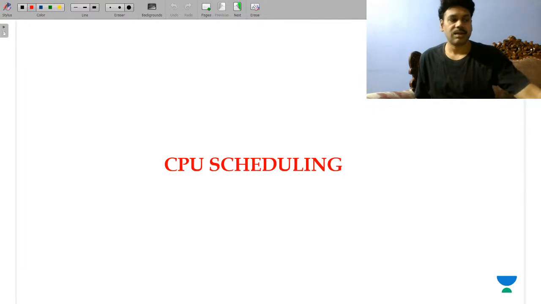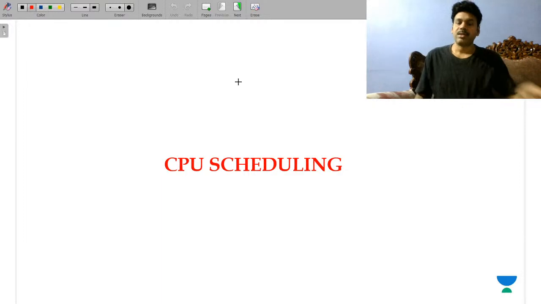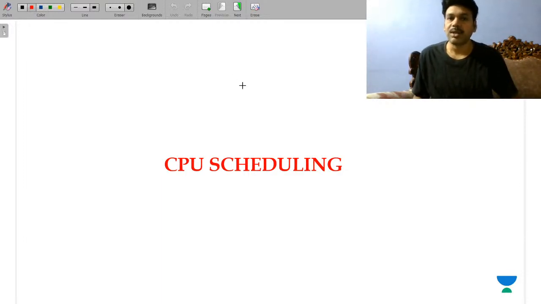Today's session we are going to discuss CPU scheduling algorithms. Why is there a requirement of CPU scheduling algorithms, we will discuss in this session. CPU scheduling algorithms are very important in order to generate more throughput, and we want to see that the CPU is not going to be idle.